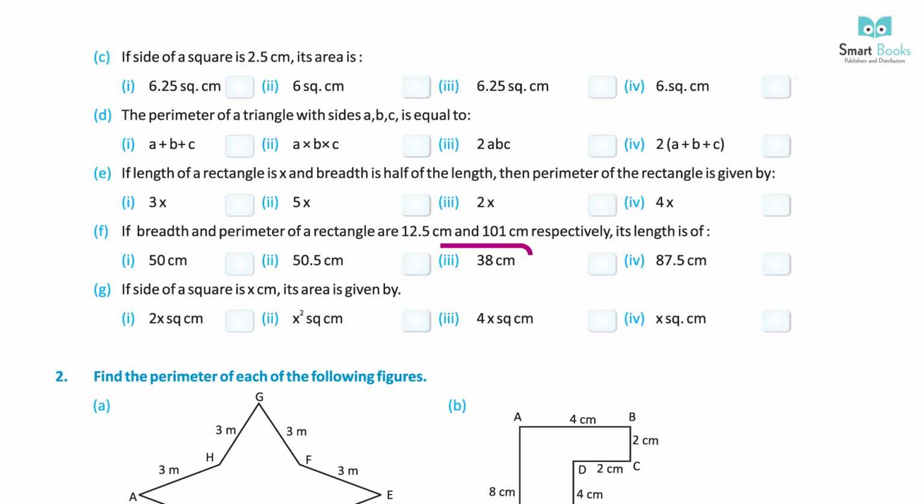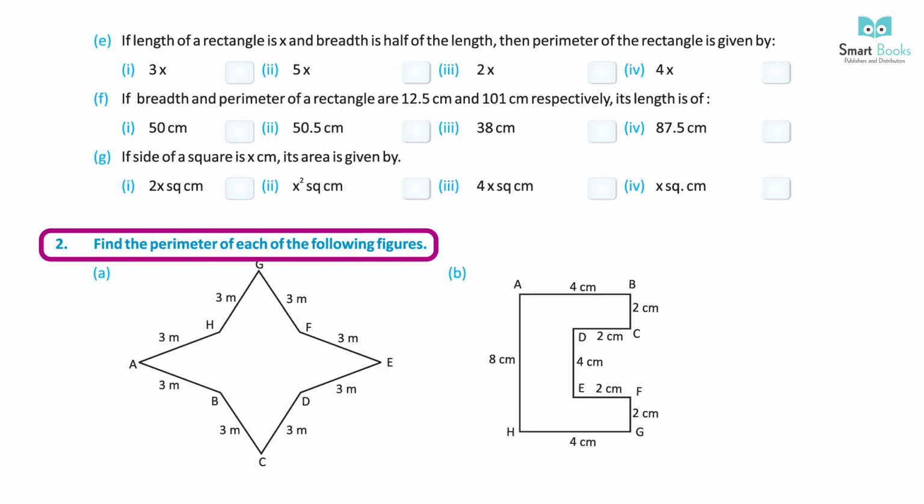Solution: third, 38 cm. G. If side of a square is x cm, its area is given by first 2x square cm, second x power 2 square cm, third 4x square cm, fourth x square centimeter. Solution: second, x square centimeter.